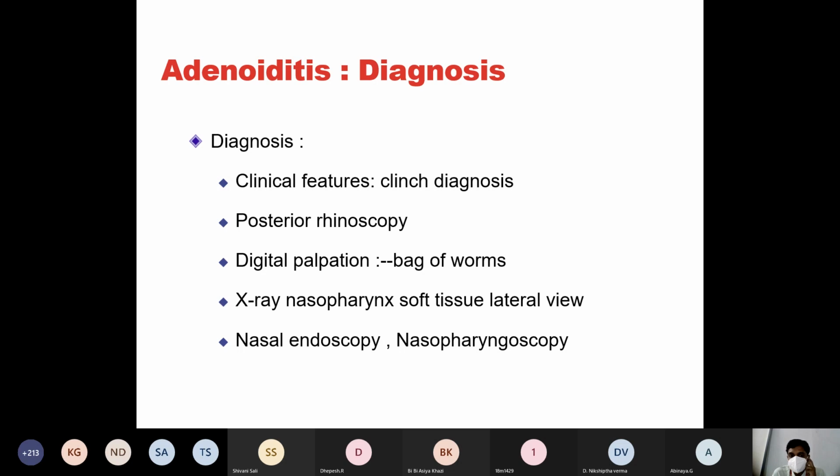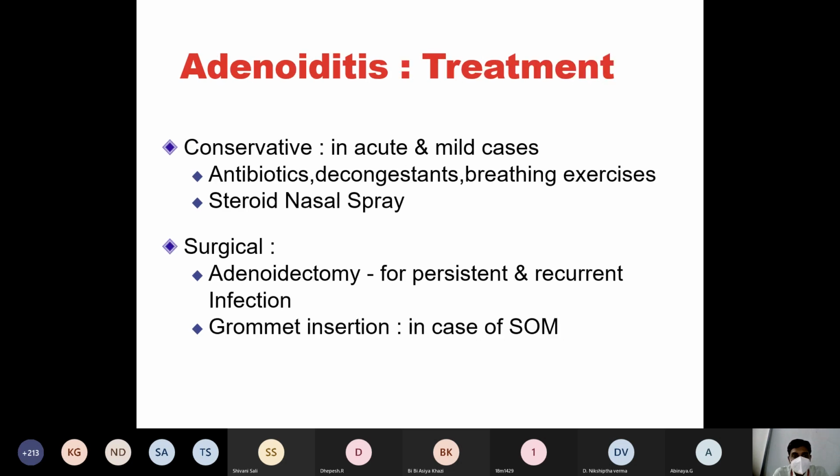The diagnosis is usually done in the OPD by use of an X-ray nasopharynx, soft tissue, lateral view. It can also be diagnosed by use of endoscopes. Usually in the child we try to do it with the flexible nasopharyngoscope. Otherwise we do it with the rigid nasal endoscope also. So endoscopy visualizes the nasopharynx and gives us a clue to the diagnosis.